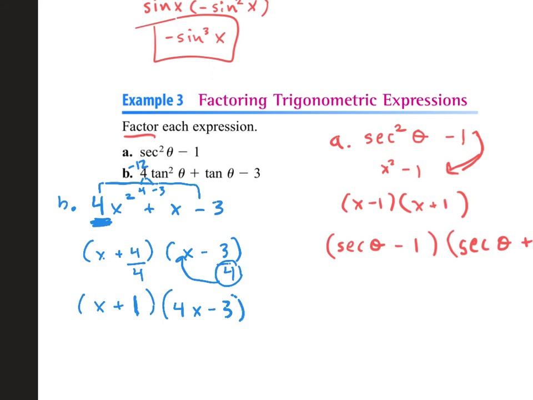What's the last step we need to do here? Not equal it to 0. We're just factoring. So I factored, can't factor it anymore. But what did I start out with that I need to change it back to? Tangent. So I just need to change my x's back to tangent. So I have tangent of theta plus 1 and 4 tangent of theta minus 3. Any questions here?